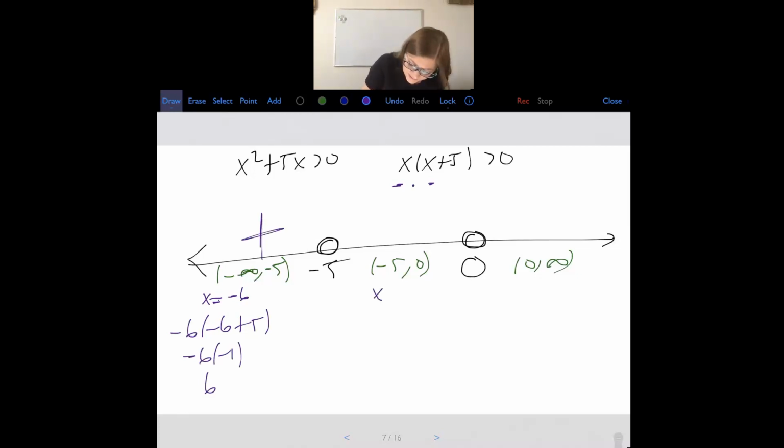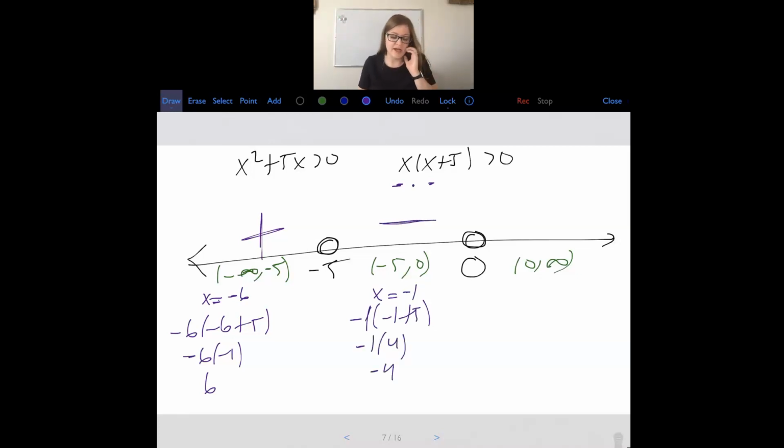Pick another representative for your second interval. I'll choose negative 1. I tend to choose smaller values just because there are fewer mistakes with me personally. So we have negative 1 times negative 1 plus 5, negative 1 times 4, negative 4. So as the representative of that interval, those values will be negative there. Okay, and then I'm just going to pick x equals 1. So we'd have 1 times 1 plus 5, 1 times 6 is positive.